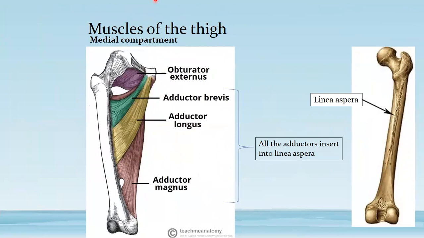Okay, another picture showing the obturator externus, the adductor brevis, adductor longus, adductor magnus. All the adductors insert into the linea aspera. So remember your linea aspera, and the features that are present in the femur. You have to know all this. What is this? The greater trochanter. What is this? And what is this? You have to know. The linea aspera is the attachment for the adductor muscles.